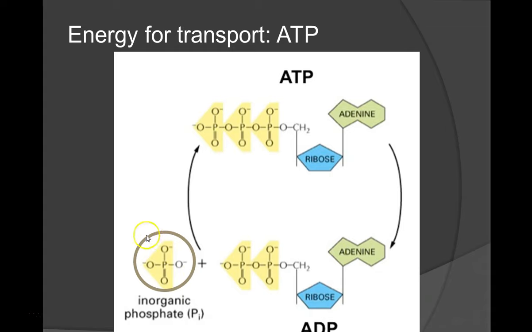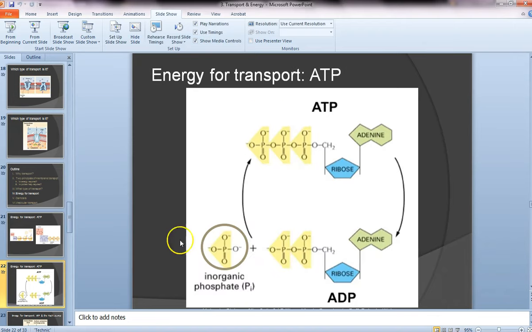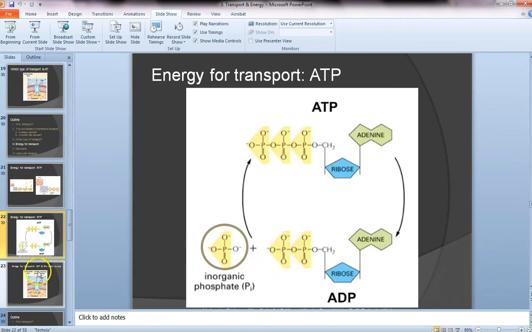When it does, it changes the shape of the protein. And remember, structure always changes function. So putting this phosphate on and off of these transport proteins changes their shape, and that's what allows them to carry molecules across. Okay? So that's how ATP provides energy for transport.